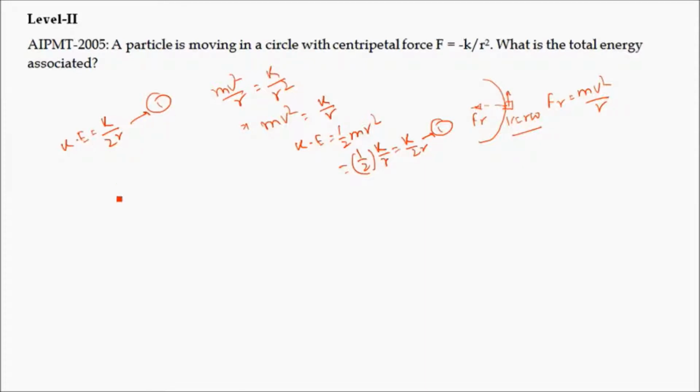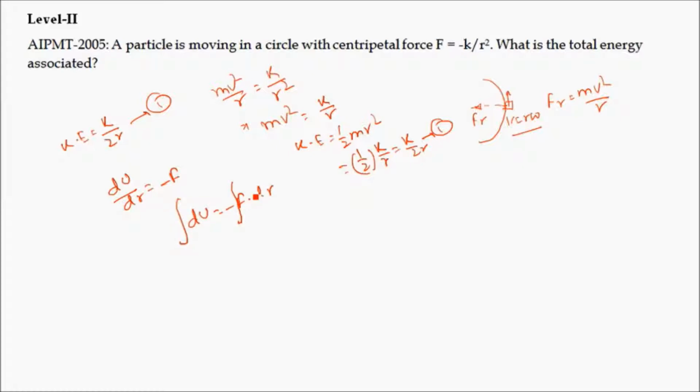Now we will calculate the value of potential energy. For potential energy we know that dU by dr is equal to minus F. If we differentiate the potential energy with respect to r, we get the force, and clearly here the force must be a conservative force, as only conservative force accounts for potential energy. So we get dU equal to minus F dr, and if we integrate it we get the value of potential energy.